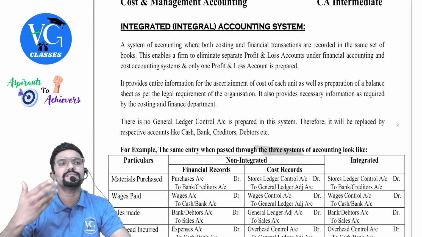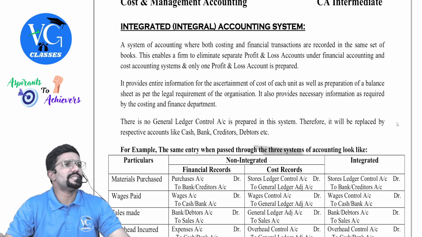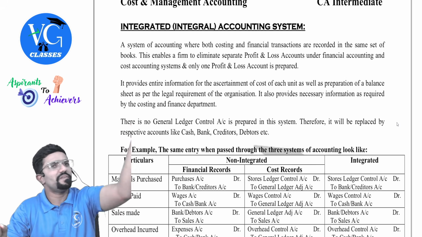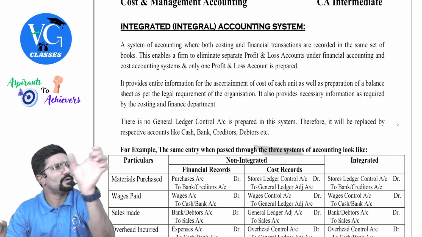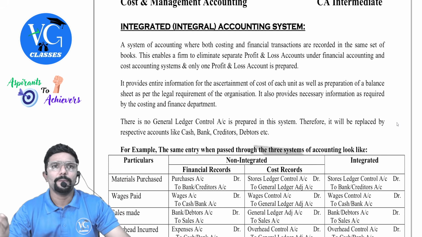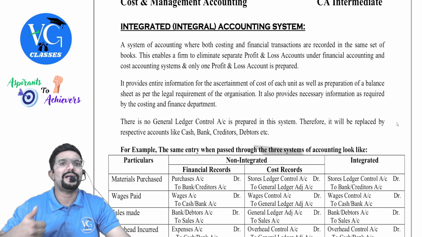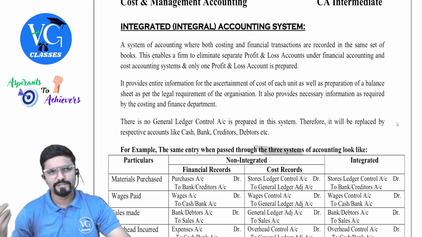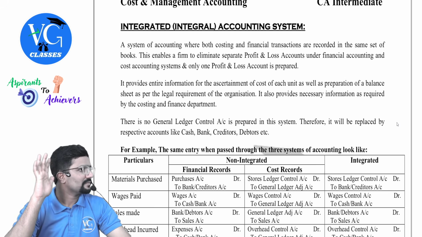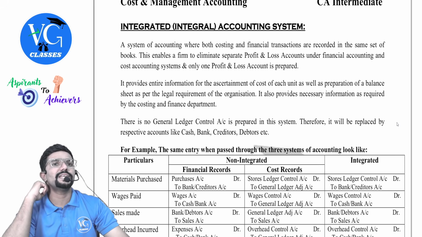Now, if any expenses are paid, like overhead or wages, what is the entry we were passing there? Wages control or overhead control to general ledger. But here, instead of general ledger, bring back, or if it is paid in cash, to cash. Clear? Now, for sale, what was the entry there?